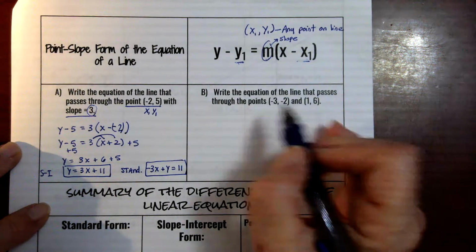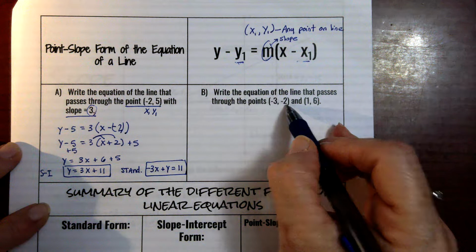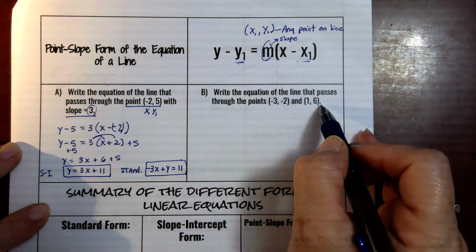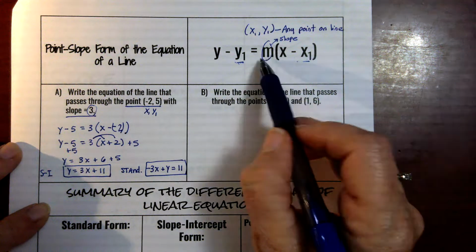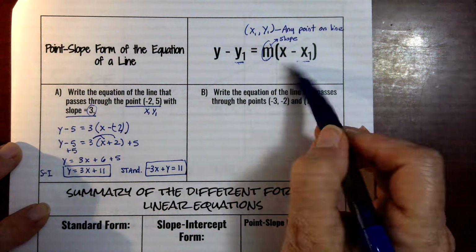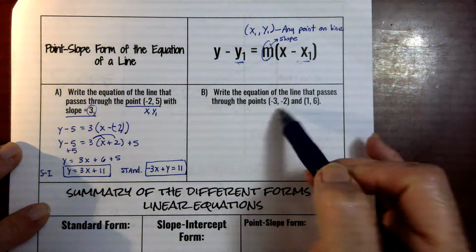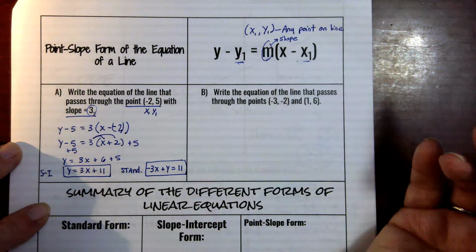All right, the second one says write the equation of a line that passes through the points -3, -2, and 1, 6. So before I can use the point-slope form, I have a point on the line. I've actually got 2. I only need 1. I can use either one of them. It doesn't make any difference which one I use. Any point on the line will do. But I need the slope.